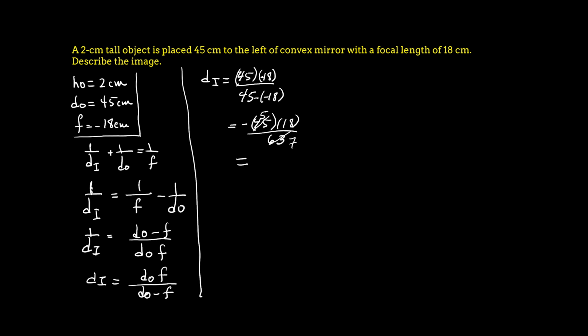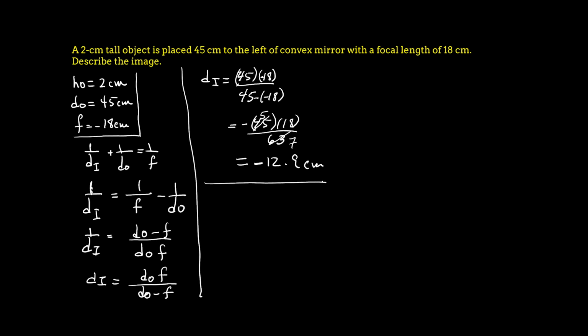So now 5 times 18 divided by 7. It's going to give me roughly 12.9 centimeters. Okay. So the image distance di is negative, which is good. 12.9 centimeters is closer to the mirror than the object. That is also good. Whenever we get to the ray tracing, we'll see if we can get the same thing.